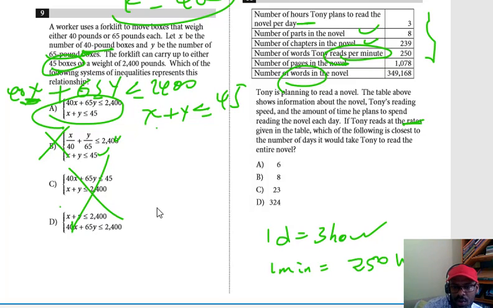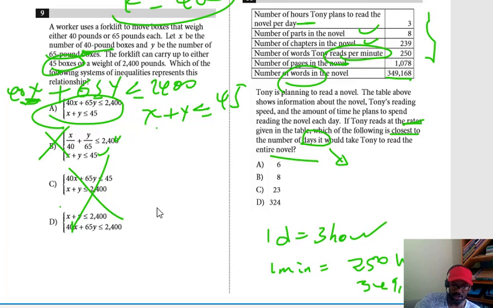So what's the question anyway? Which of the following is close to the number of days it would take Tony to read the entire novel? So what we need is the number of days. Let's divide this one, because this is the total number of words, 349,168, by 250 so that I will get the total number of minutes. So use a calculator.